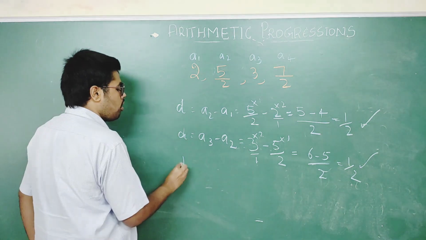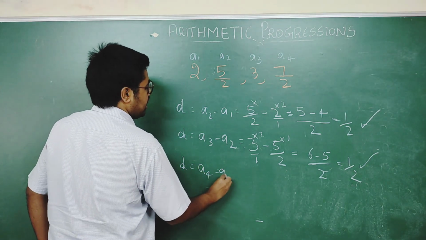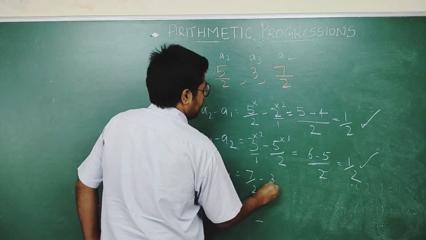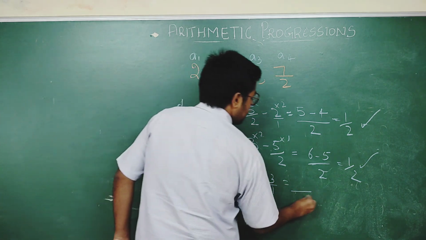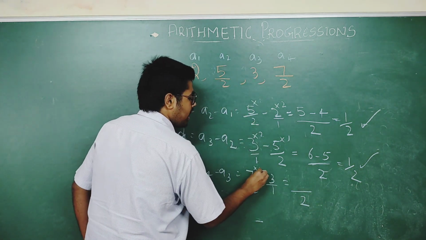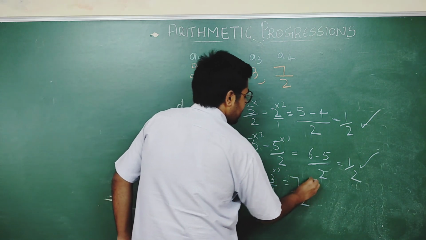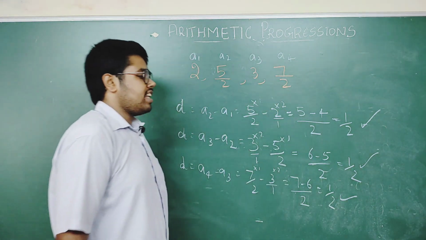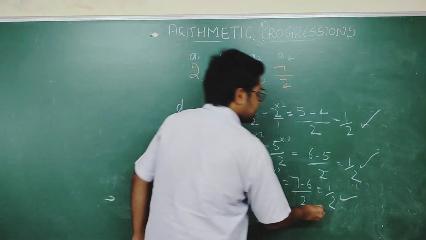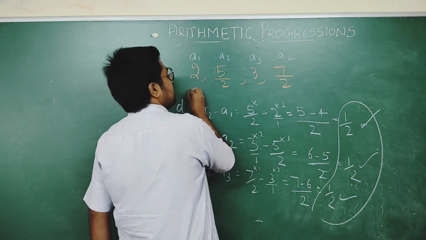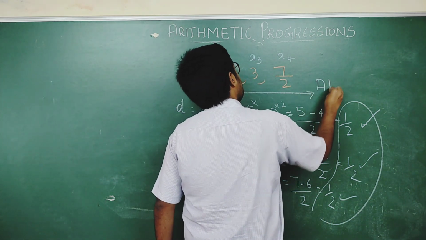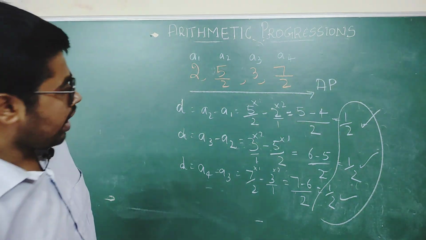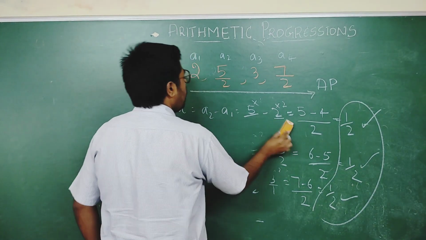If you want, you can do one more. It is A4 minus A3. If you do, what will happen? A4 is 7 by 2 minus 3. Again cross multiply. The denominator is 2. This 1 here, this 2 here. 7 ones are 7. 7 minus 6, 1 by 2. If you see here, everywhere the common differences are the same. Therefore, this given series is an AP. It's an arithmetic progression. That is how, given any series, we need to find the common difference. Okay, I hope you understood.